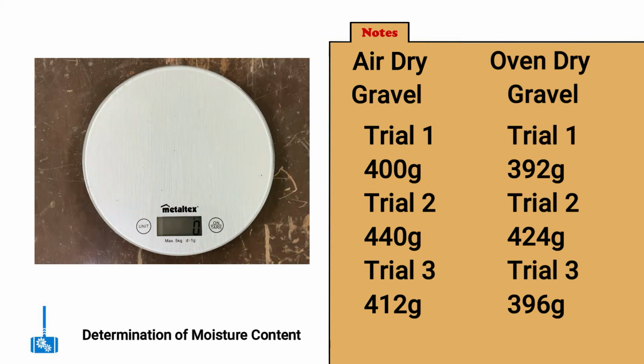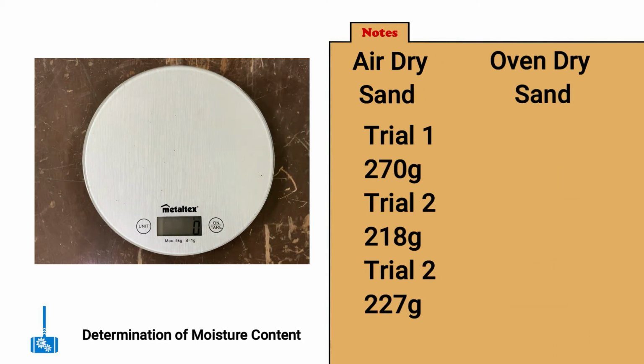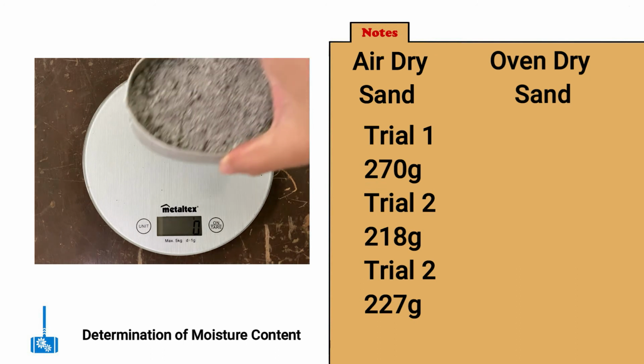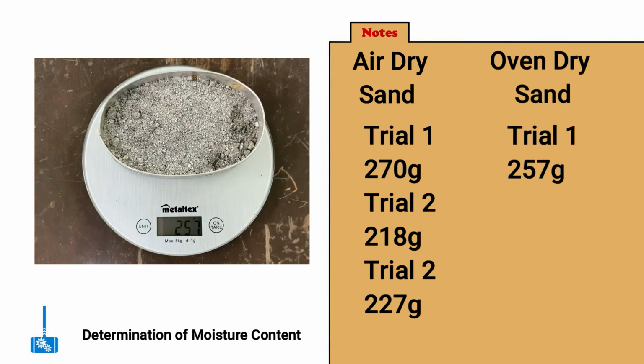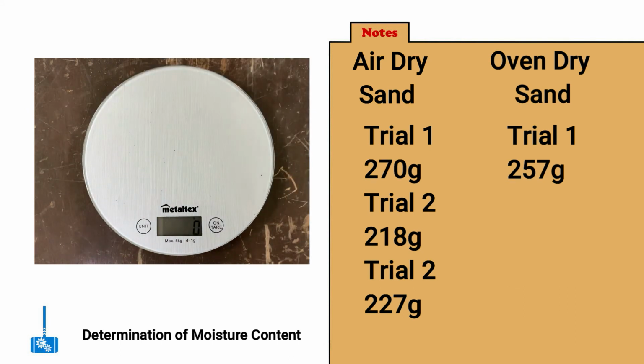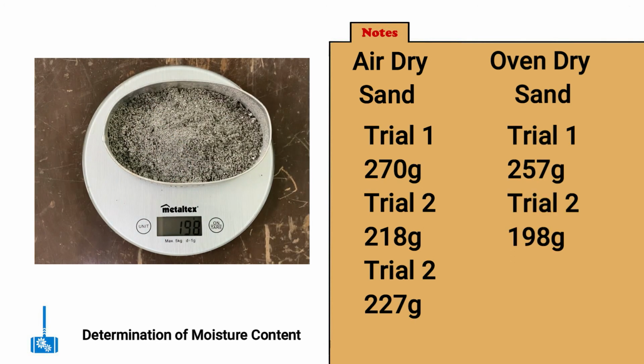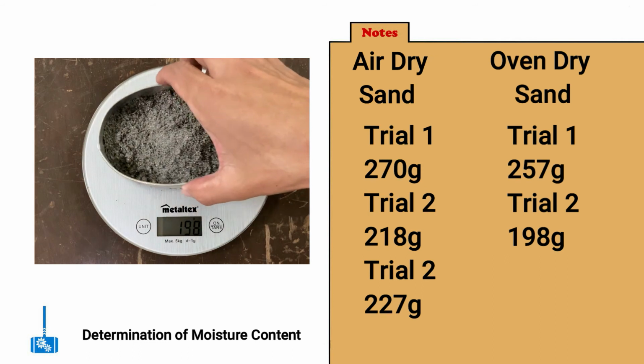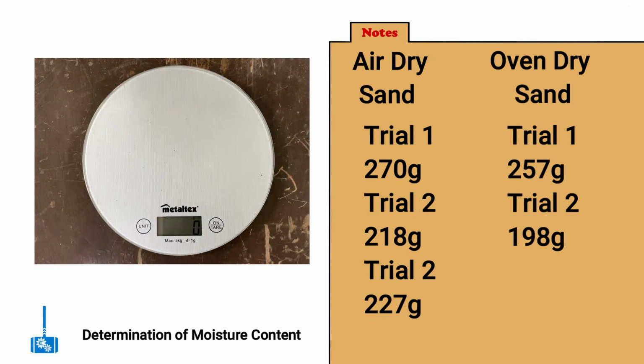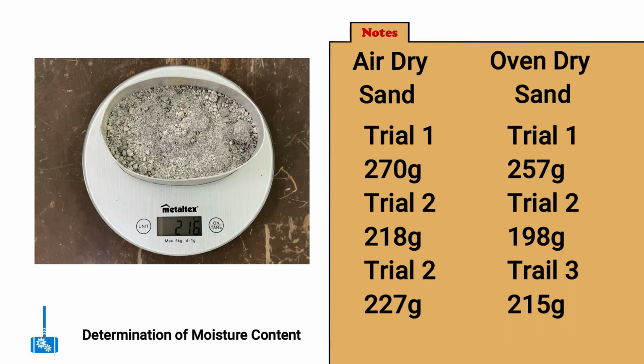So now we're going to test the sand. For the first trial, it's now at 258. Next, our second trial would be 198. And for our third trial, it'd be 215. Okay, so all we have to do is compute the moisture content, and we're all good to go.